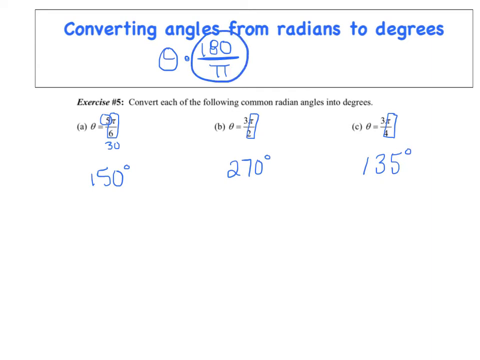I didn't necessarily use this technique, but I could have used it on any of these. I could have multiplied by 180 over pi. One of the things you'll notice is that the pi's do cancel, and then you just do 3 times 180, and then divide by 4.